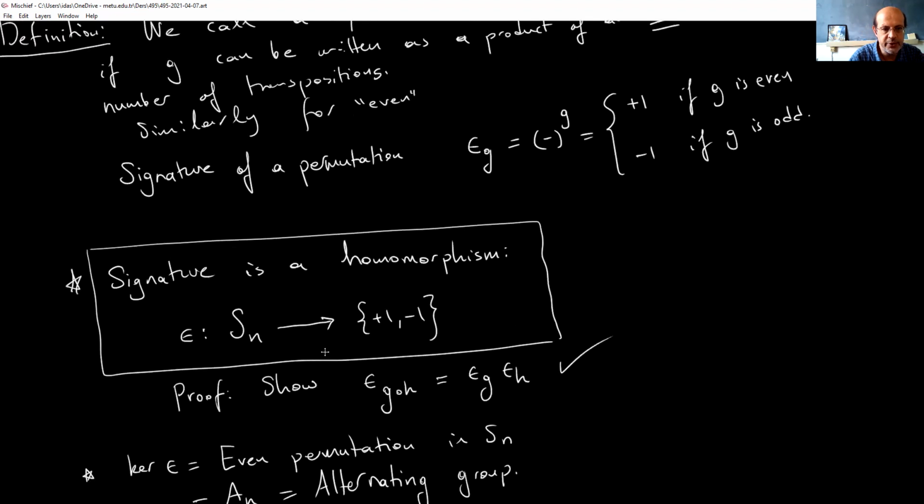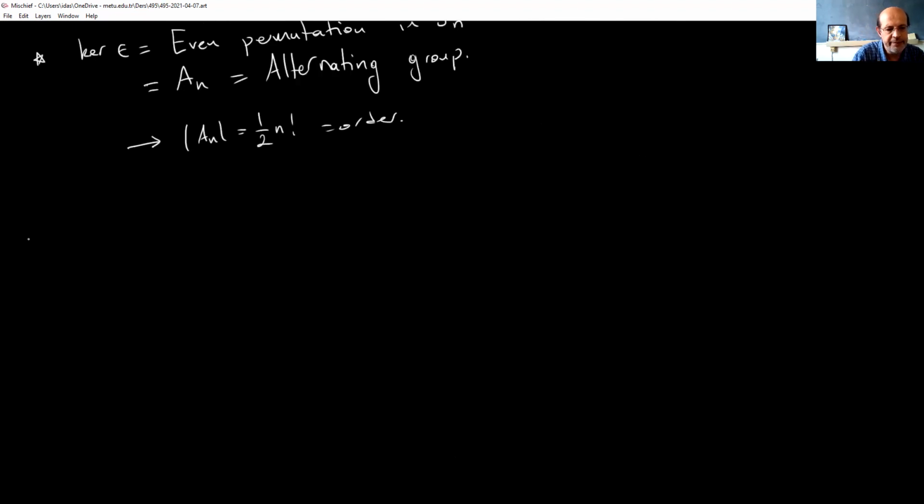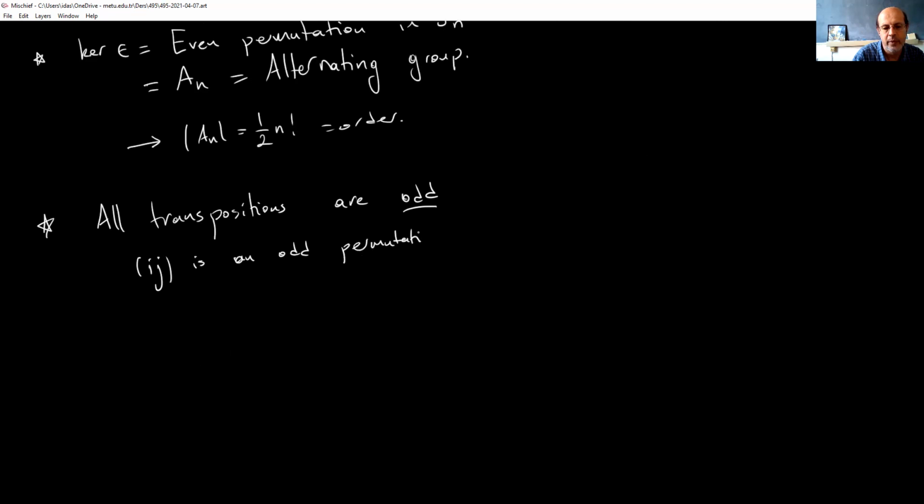All right, that's good. There are a few things. All transpositions are odd. I'm sorry about this. So any element in this form is an odd permutation. Okay, so that's the first thing.